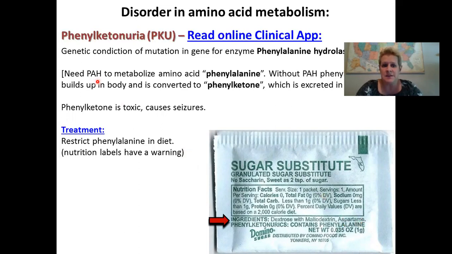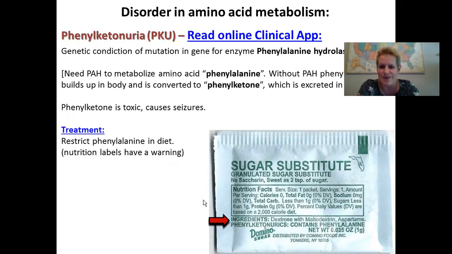You need the enzyme phenylalanine hydroxylase to metabolize phenylalanine. Without the enzyme, the body converts those phenylalanine molecules into phenylketones, which are highly toxic. How toxic? It can cause seizures and possibly death. So the treatment is to avoid phenylalanine in the diet. On nutrition labels, if the product contains phenylalanine, they'll have the PKU warning: this has phenylalanine.